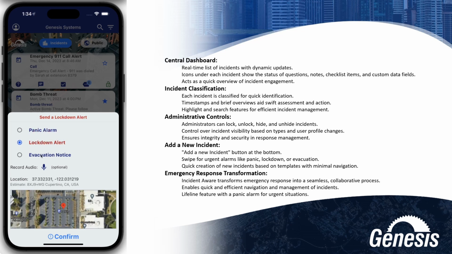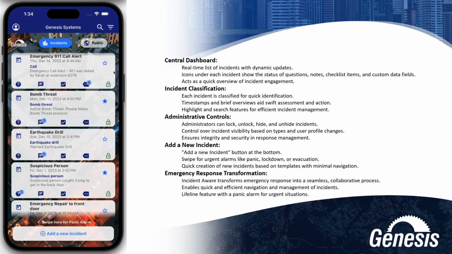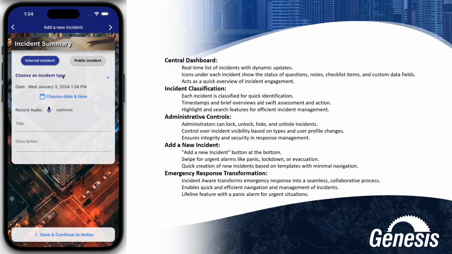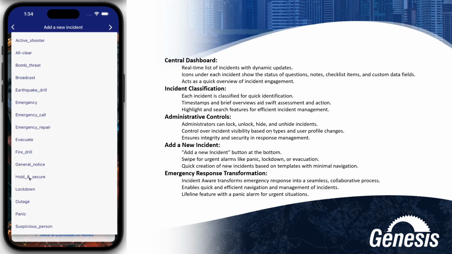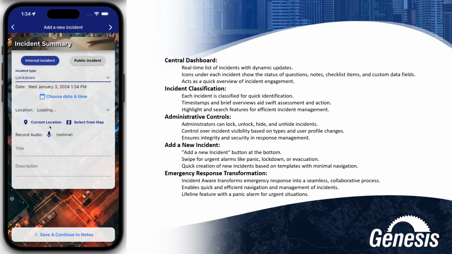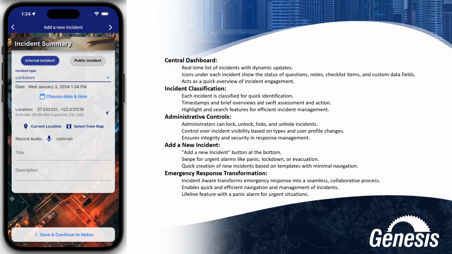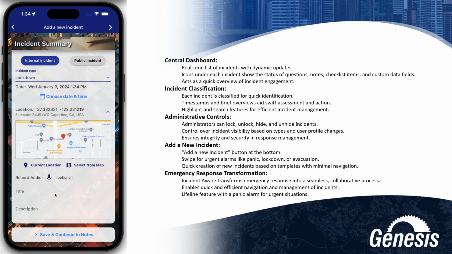You can swipe this to activate an urgent alarm such as a panic, lockdown, or evacuation event. In urgent situations, the Swipe for Panic alarm functions as a lifeline, whereas pressing the button allows new incidents to be quickly created based on an existing incident template with minimal app navigation. Incident Aware transforms emergency response into a seamless, collaborative endeavor.